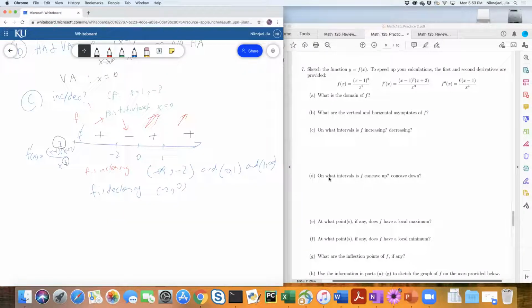So I'm going to go to concave up and down, but do we want to get rid of part E already before going to D?